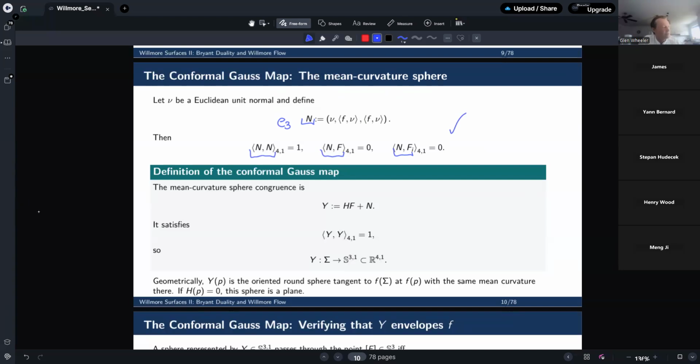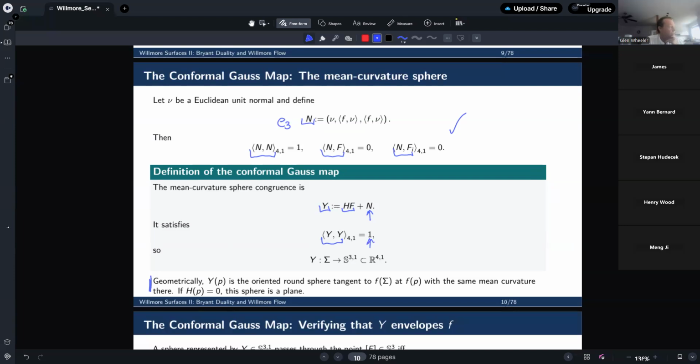And what we do is we just take this on faith that it is a normal, and then we define y, which is our conformal Gauss map, to be the normal offset by the mean curvature times the position. So geometrically, y is the oriented round sphere tangent to the image. So it's tangent to F with the same mean curvature. And of course, if the mean curvature is zero, then you think of it having infinite radius, so it's a plane.